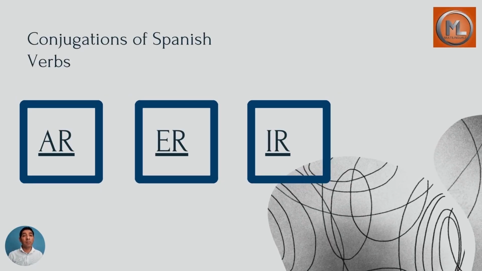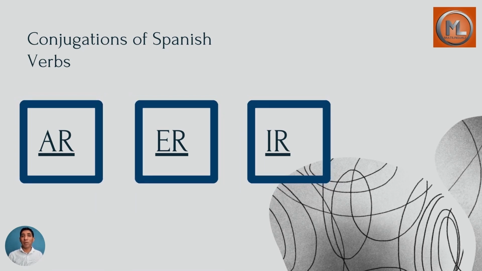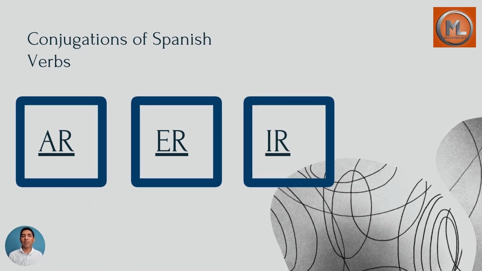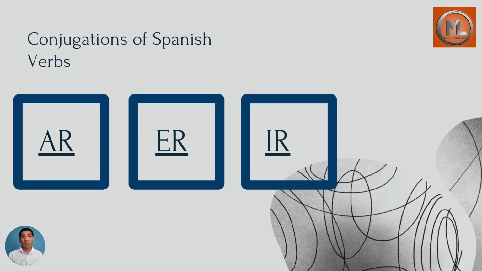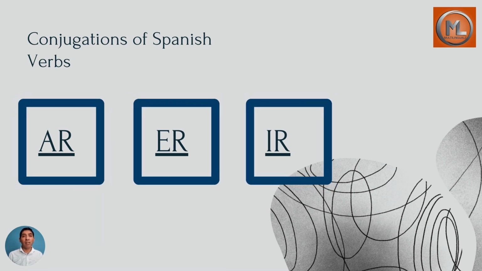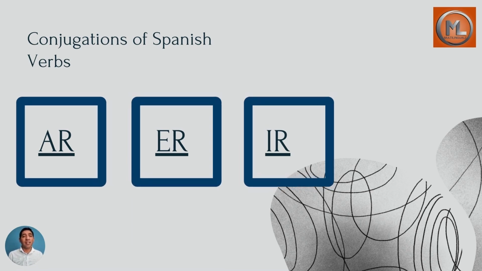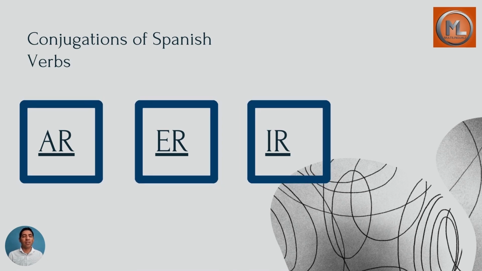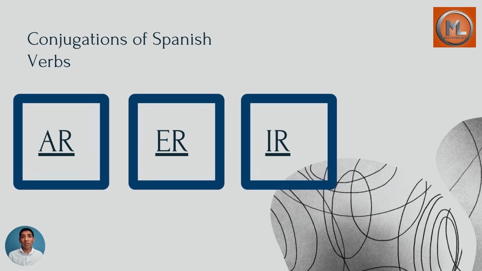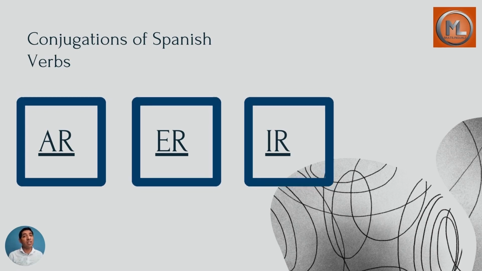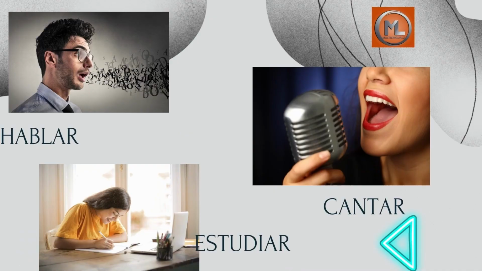So when talking about verbs in Spanish, we have to remember that they fall into one of the three conjugations. Verbs ending in AR, verbs ending in ER, which is the second conjugation, and the third one, IR. Always try to remember these conjugations because the endings are going to vary according to each one of these.